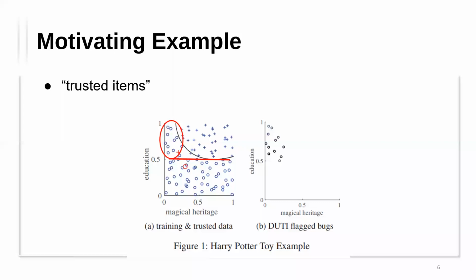To do this, DUTI just utilizes the knowledge of the trusted items, and they try to find the smallest change to the original training set labels, such that when they train a new model on the alternative training set, the new model could agree on the trusted items. So that's the intuition here. Need to keep retraining a model.